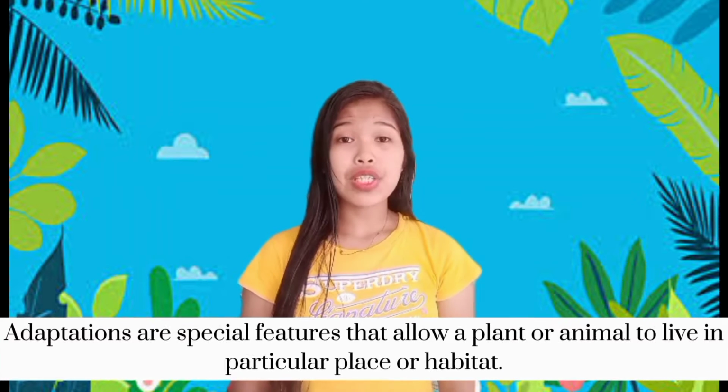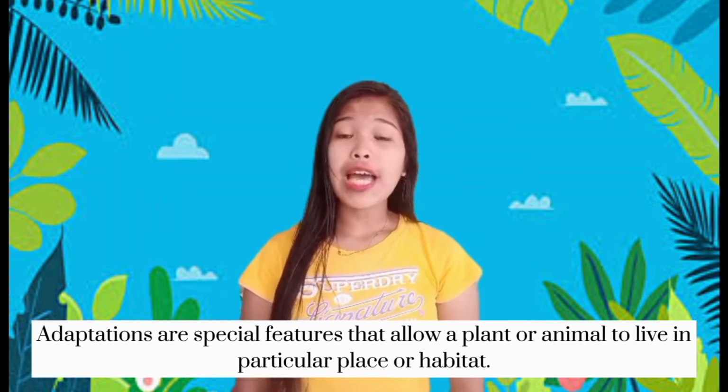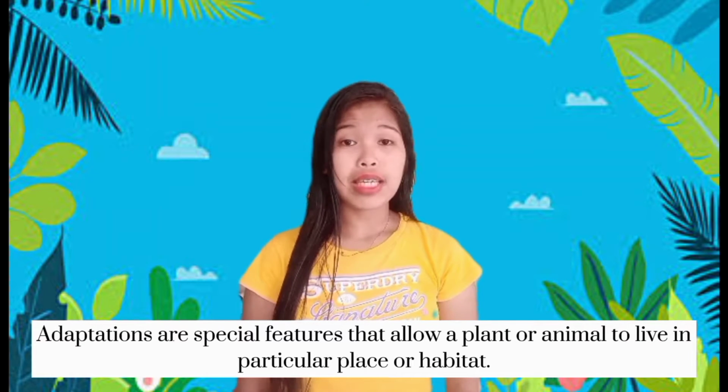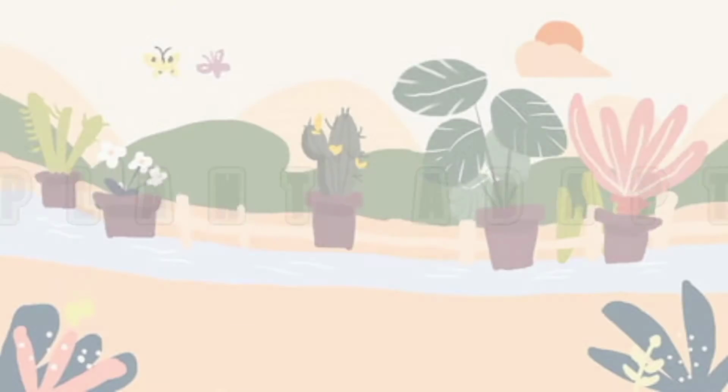Adaptations are special features that allow a plant or animal to live in a particular place or habitat. These adaptations might make it very difficult for the plant to survive in a different place. This explains why certain plants are found in one area but not in another. For example, you wouldn't see a cactus living in the Arctic, nor would you see lots of really tall trees living in grasslands.